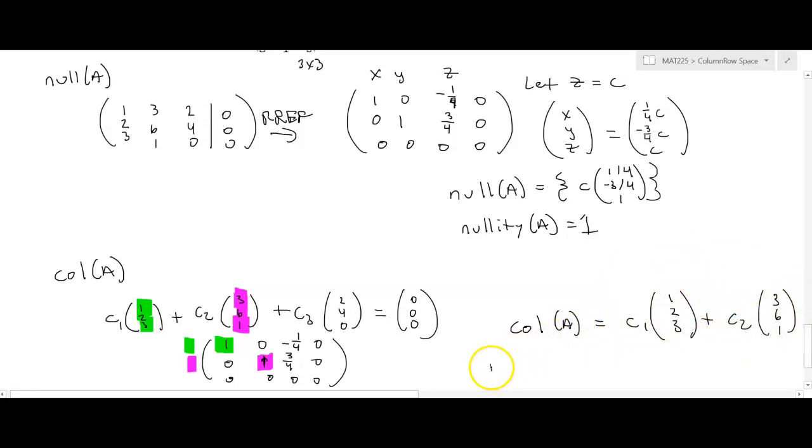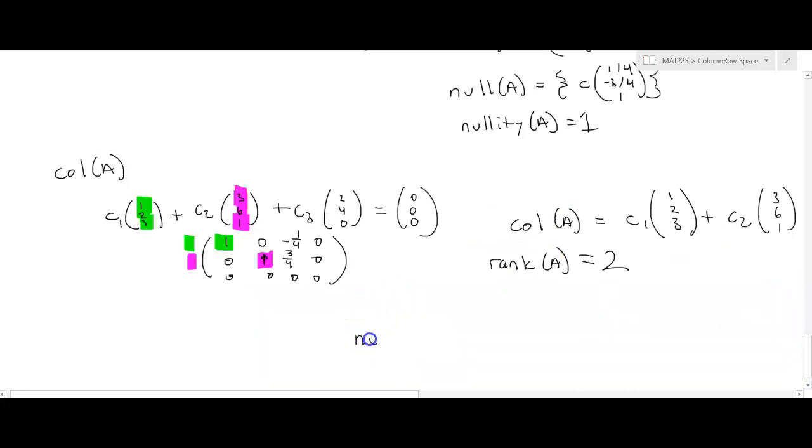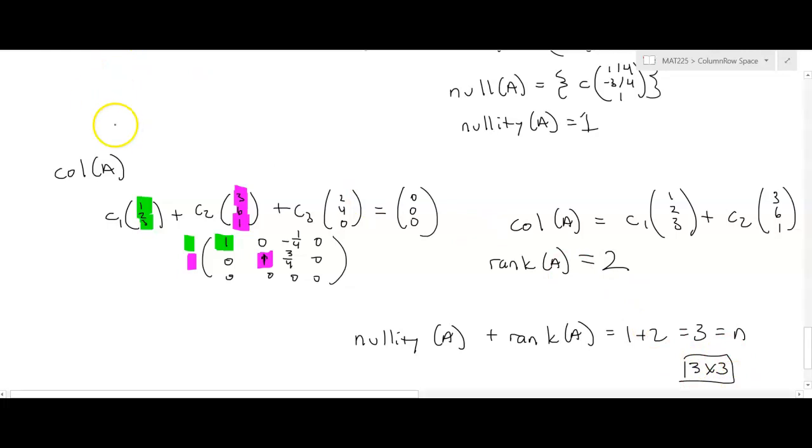And so now we could say that the rank of A, we see that there are 2 linearly independent vectors in the column space of A. So this is 2. And notice that if we take the nullity of A plus the rank of A, we get 1 plus 2, which is 3, and that is exactly equal to n from our 3 by 3 matrix. And that's an introduction to these concepts which you may see further down the road.